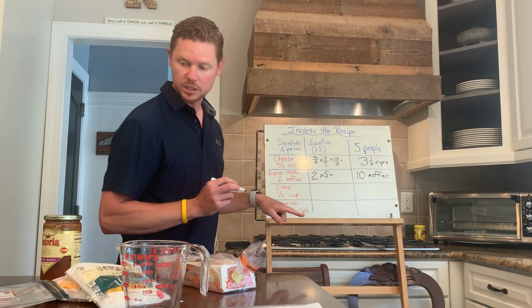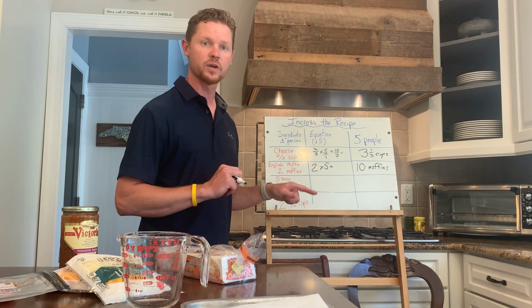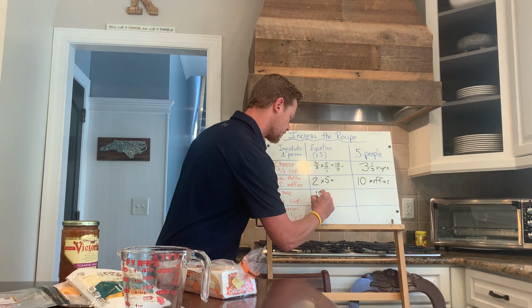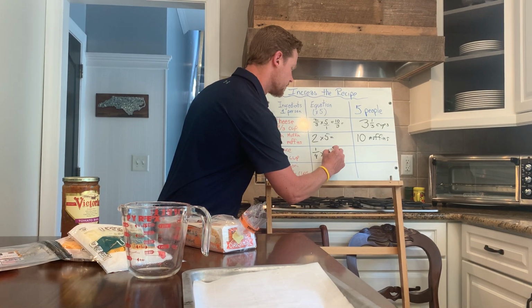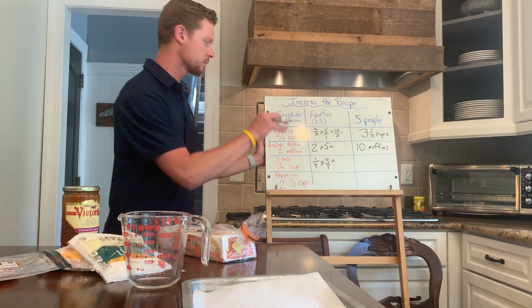Now we're on to our sauce, a little Italian sauce here, a marinara sauce. So I have 1/4 of a cup for one person. And then for 5 people, it's going to be 1/4 times 5. Put my whole number over 1. 1/4 times 5 and multiply across.